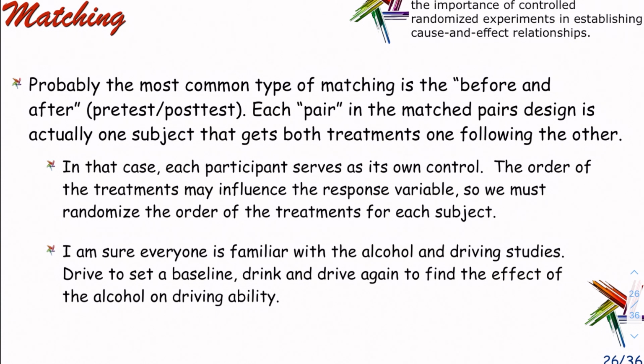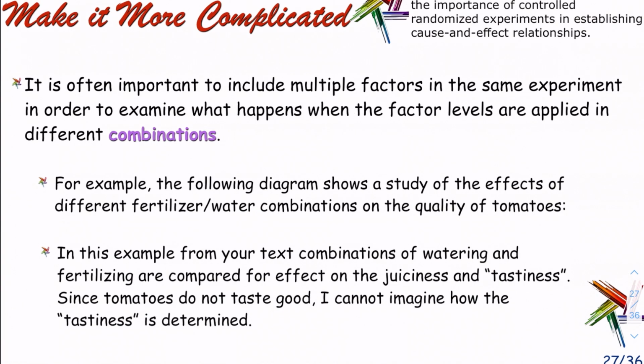The order of the treatments may influence the response variable, so we must randomize the order of the treatments for each subject. So I'm sure everyone is familiar with the alcohol and driving studies. Drive to set a baseline, drink, drive again to find the effect of alcohol on driving ability. This is this idea of pre-test, post-test.